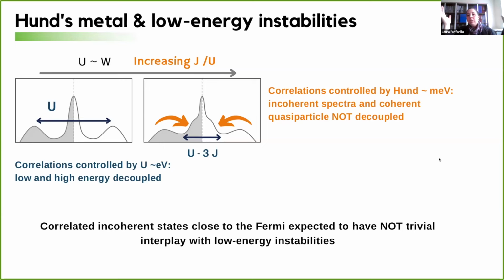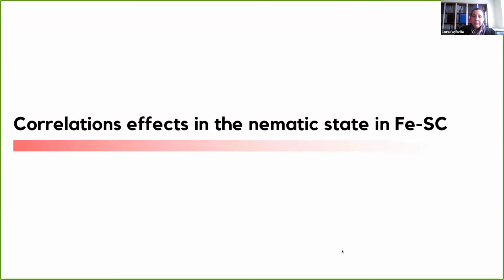When you have correlation controlled by Hund's coupling, instead, you see that incoherent spectra and coherent quasi-particles are not truly decoupled. Everything lives on an energy scale that is much smaller, of the order of some tens of milli electron volts, essentially the same energy scale characterizing the spin or charge fluctuations present in the system. So we expect a non-trivial interplay between correlation and low energy stability.